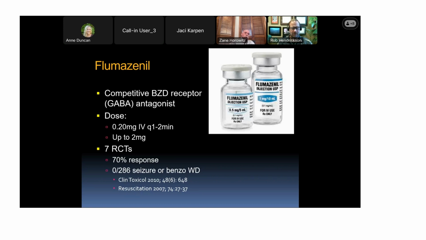There are many randomized controlled trials for flumazenil. The response rate is quite high. If you took a benzo, you usually get it reversed. And there's lots of literature on the rate of benzo withdrawal; in fact, if you're using it with this dosing, there's really very little risk of benzo withdrawal at all.